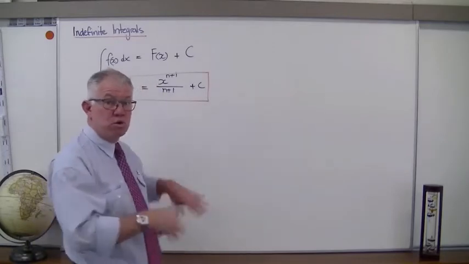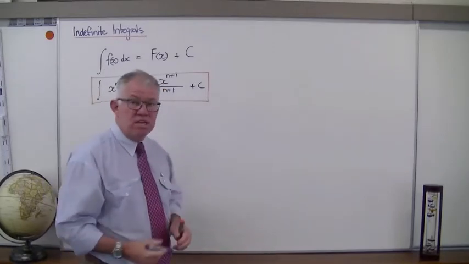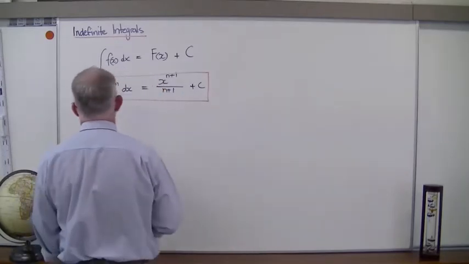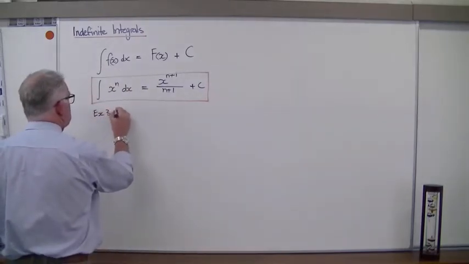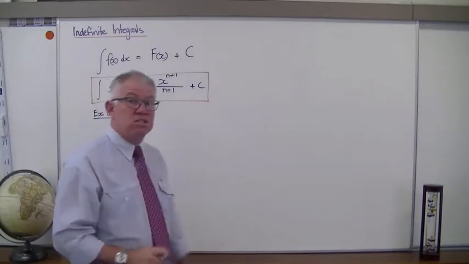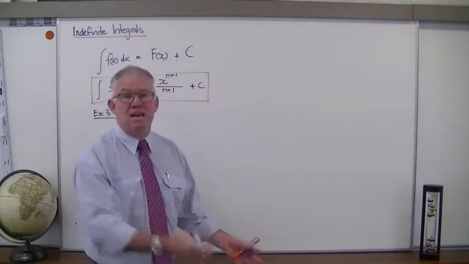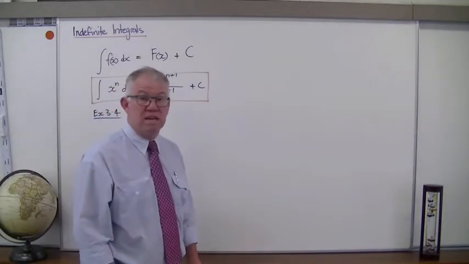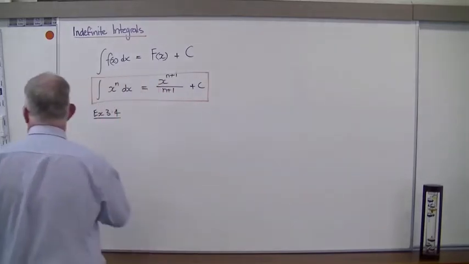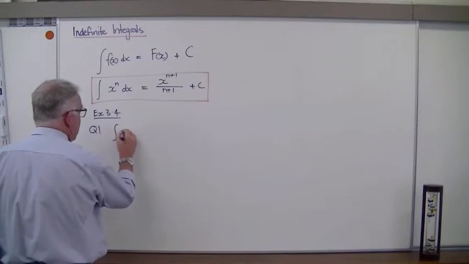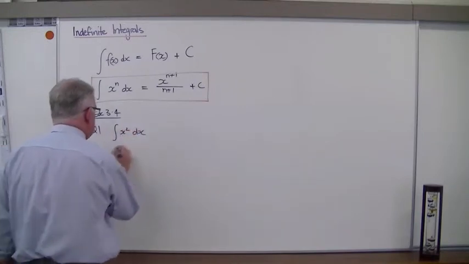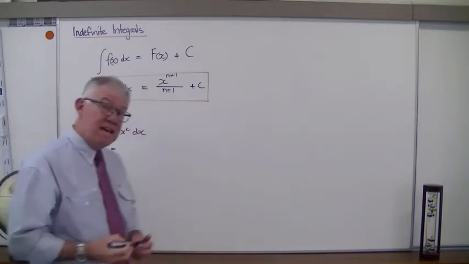Now what I want to do is work through some examples out of the textbook. I think the exercise is exercise 3.4, and I'll just use some of the questions from exercise 3.4 to help us see how this all actually works in practice. Alright, so question 1, we need to integrate x squared dx. Okay, it's an indefinite integral.